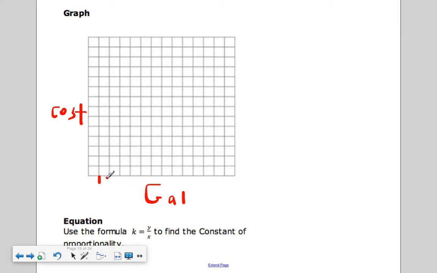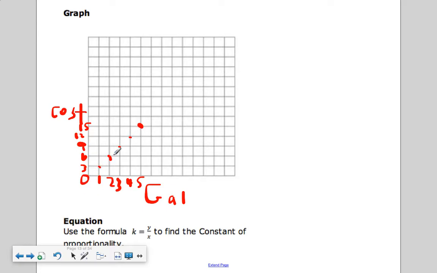So let's see, here's 1, 2, 3, 4, and 5. And here's 0. What do you want to count by? I'm going to count by threes. 3, 6, 9, 12, and 15. Actually, I could have counted by 1, but too late now. So if I buy 1 gallon of gas, it costs me $3. 2 gallons cost $6. 3 gallons cost $9. 4 gallons cost $12. 5 gallons cost $15.